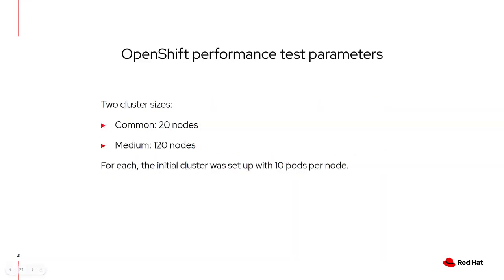Now let's finally give some overall numbers for our test improvements. For this, I'll be using the Red Hat Performance and Scale team's test parameters and their results. All tests were run at two scales, a scale that is common for OpenShift clusters, 20 nodes, and a medium scale 120 node cluster. All tests initially start by bringing up the cluster with 10 pods per node.